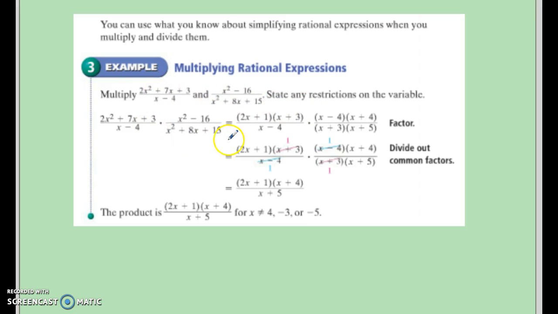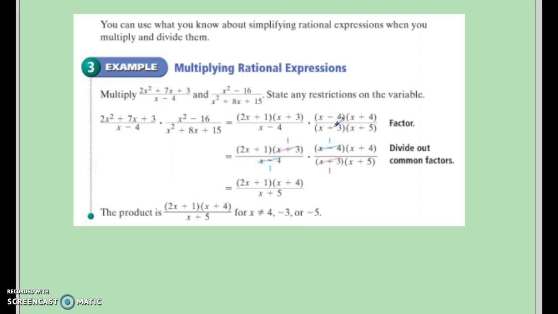So the first thing I want to do is factor every little piece of my equation, right? So this first polynomial becomes (2x + 1)(x + 3), divided by x − 4. This can't really be simplified at all or factored out, so I just leave that alone. And my second term becomes (x − 4)(x + 4) over (x + 3)(x + 5).